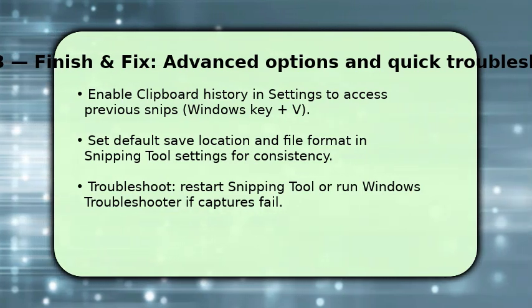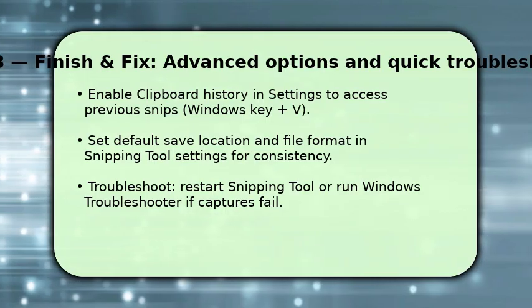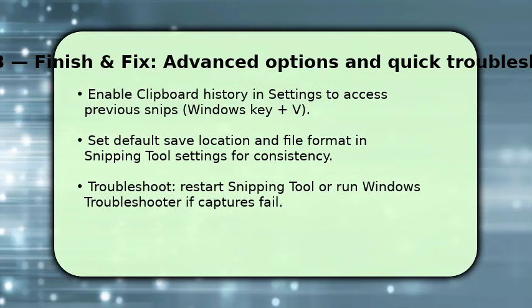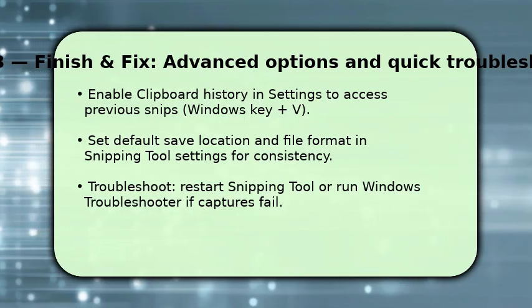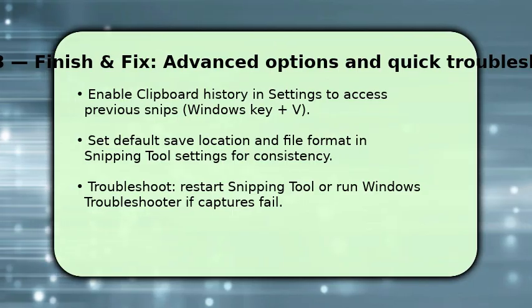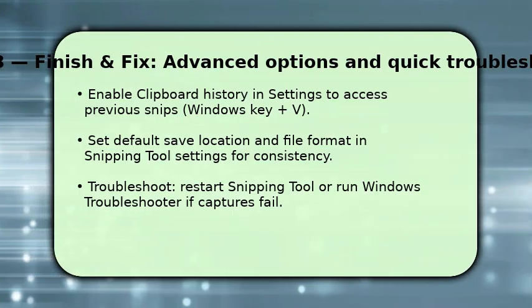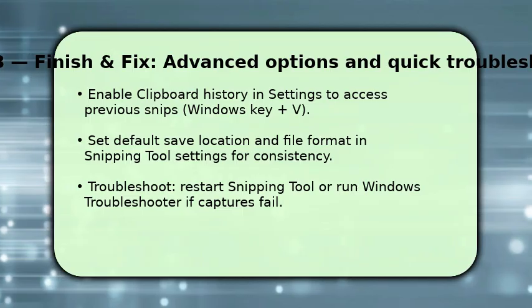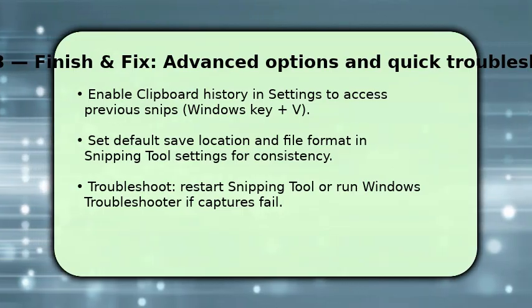Open Snipping Tool settings to choose file format and save location so future snips land where you expect. Enable clipboard history via Windows key plus V to retrieve earlier captures because accidental overwrites happen. If captures fail, restart the Snipping Tool process or use the built-in Windows troubleshooter to fix permission or update issues.